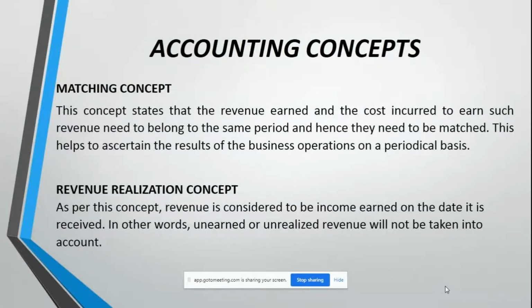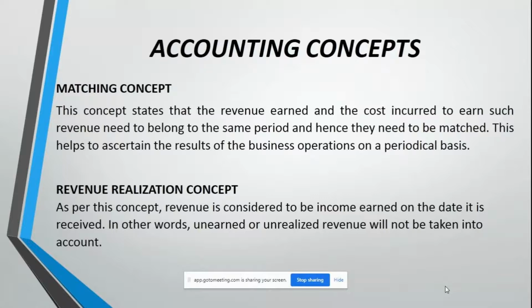The last two we have under accounting concepts are the matching concept and the revenue realization concept. So what do we mean by this matching concept? What does it signify? The matching concept states that the revenue earned and the cost incurred to earn such revenue need to belong to the same period and hence they need to be matched. Which means what?